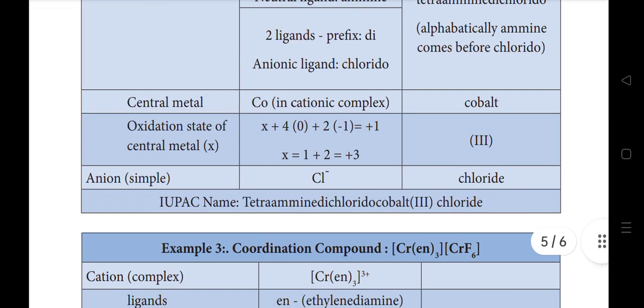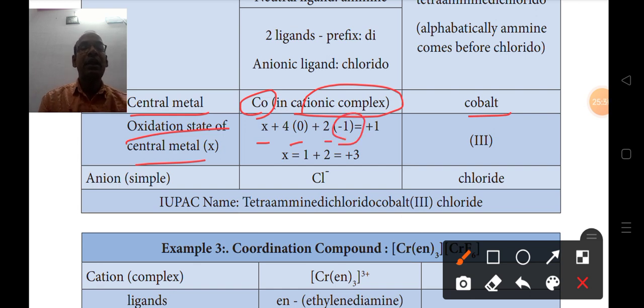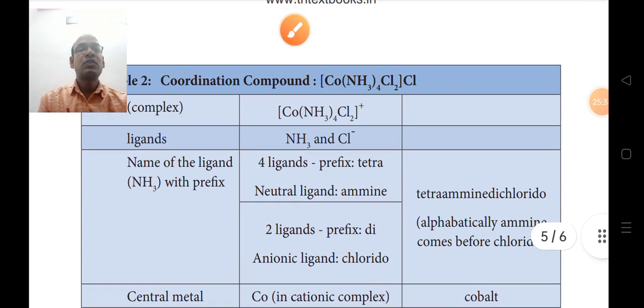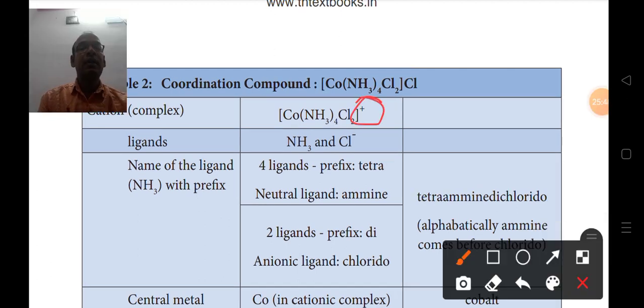The central metal ion is in a cationic complex, therefore the direct name, cobalt. The oxidation state of the central metal ion, in this case, is X. Ammonia is a neutral ligand, therefore 0 into 4. 2 chloride ions, therefore 2 into minus 1, the chloride ion charge being minus 1. The net charge on the complex ion is plus 1. That is given directly in the complex ion superscript.